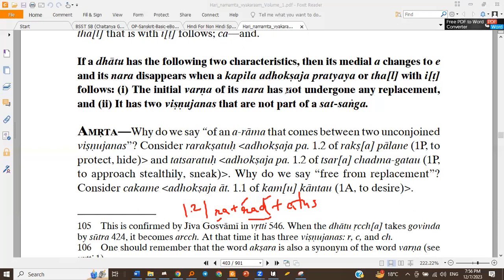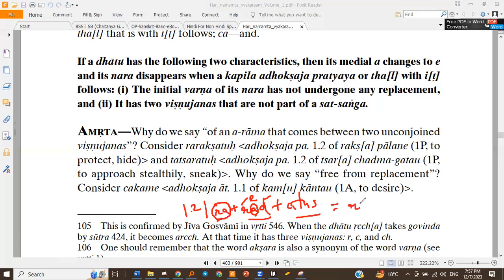So it says if we have such a dhatu, then the a rama of the dhatu changes to a rama, and nara will disappear when Kapila Adhokshira Pratyay follows. So when we have an Adhokshira Pratyay following, which is a Kapila. In the previous sutras, we studied asayoga dalita dhokshija kapila, that an adhokshija pratyaya is kapila if the dhatu doesn't end with a conjunct consonant and the pratyay doesn't have la rama as it. So Atus is a Kapila, Adhokshara Pratyaya.